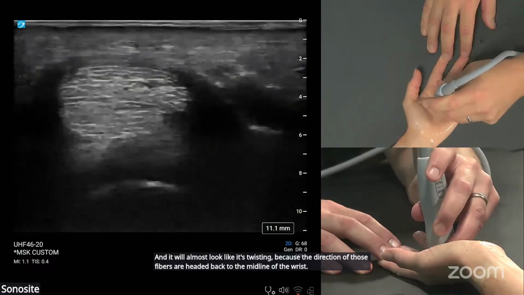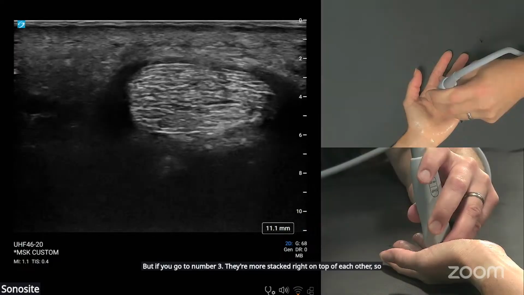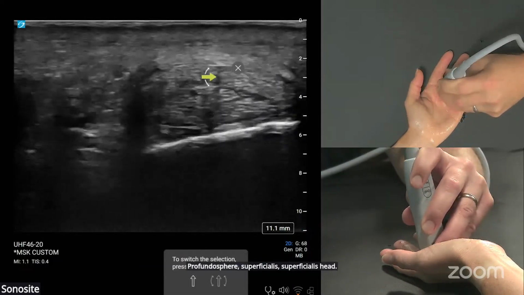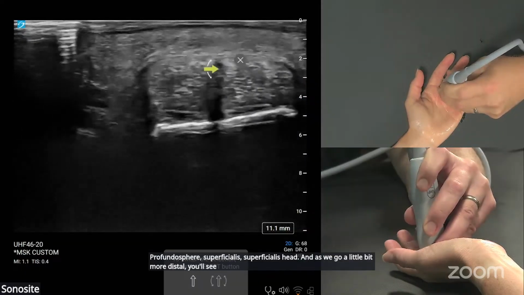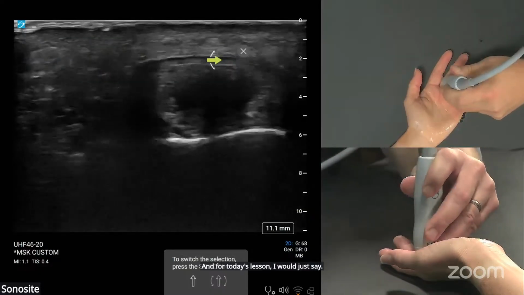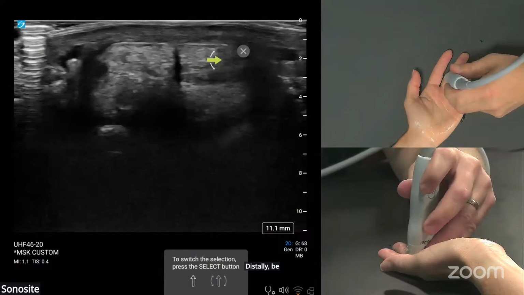But if you go to number 3, they're more stacked right on top of each other. So we see profundus here, superficialis head. And as we go a little bit more distal, you'll see them split. So there's the split. And for today's lesson, I would just say, if you're not already scanning these distally, be aware of that swap that happens.